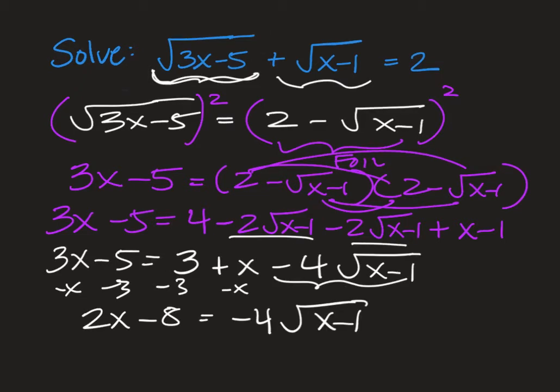So I'm just going to add a slide here so I can keep going on the next page. Okay, so what we had here was 2x minus 8 equals negative 4.